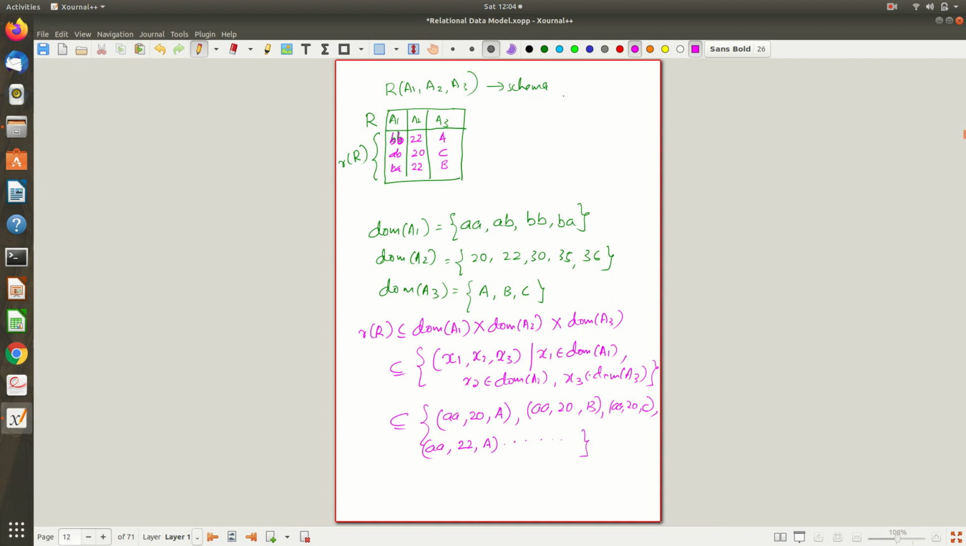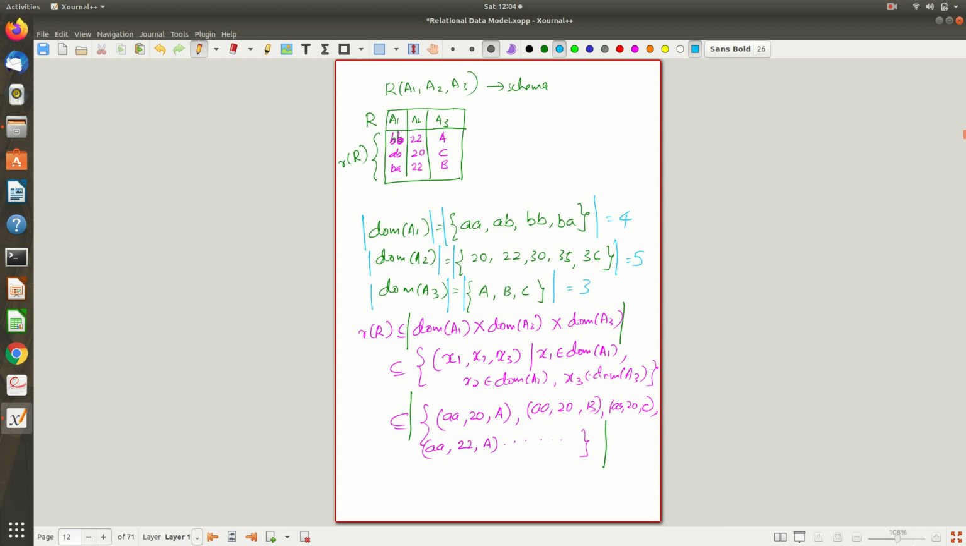So can you tell me what the cardinality of this bigger set is? I am talking about the cardinality of this set. Its cardinality is the number of elements of this set. For domain of A1 this is 4, right? Similarly, the cardinality of A2 is 5. Now the cardinality of the domain of A3, this particular set, is 3.